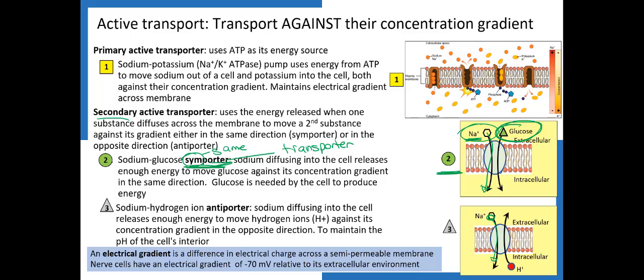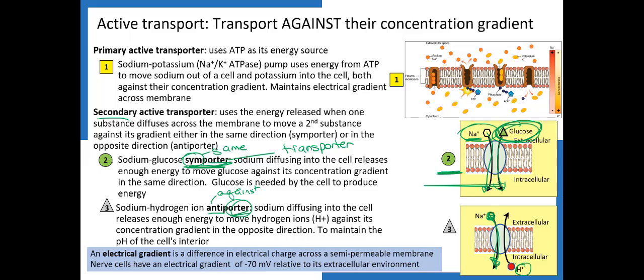So sodium enters into the cell, and the sodium glucose symporter uses the energy released by sodium moving into the cell to transport glucose into the cell. The other type of secondary active transport is an antiporter. Again, anti means against, and porter refers to transporter. The sodium hydrogen ion antiporter uses the energy released when sodium diffuses into the cell to push protons, or hydrogen ions, out of the cell.